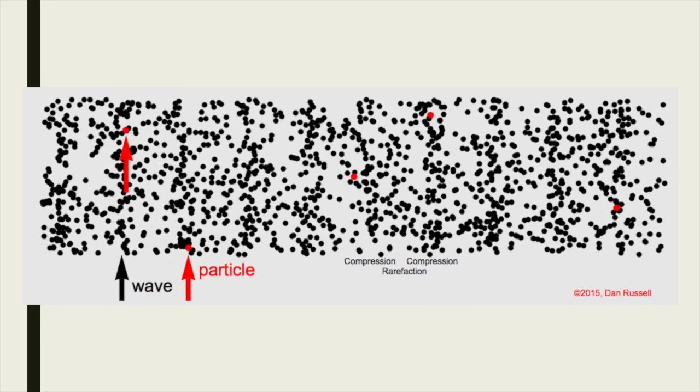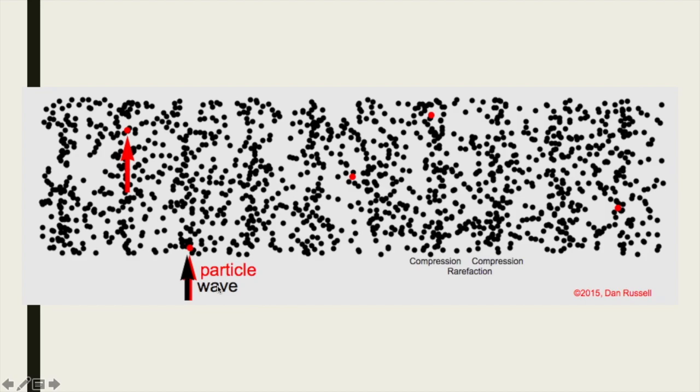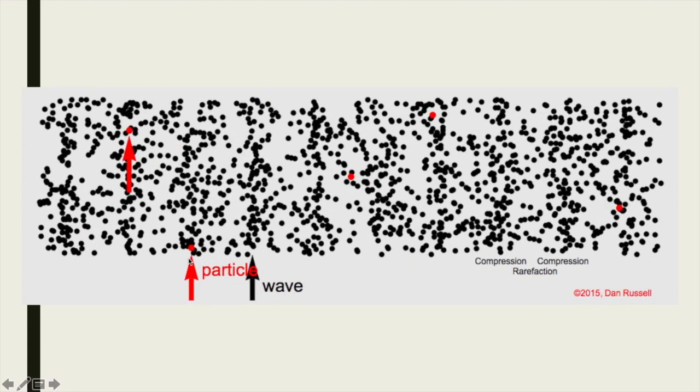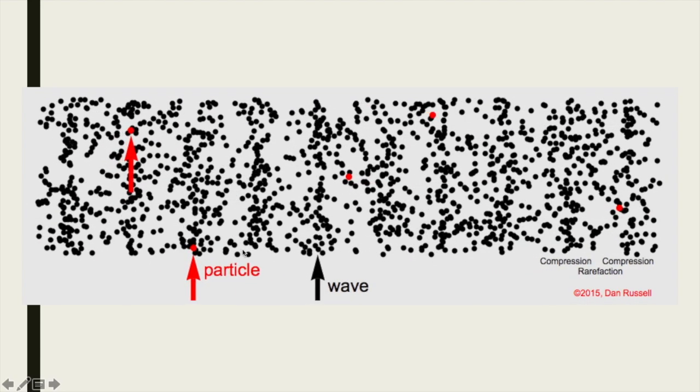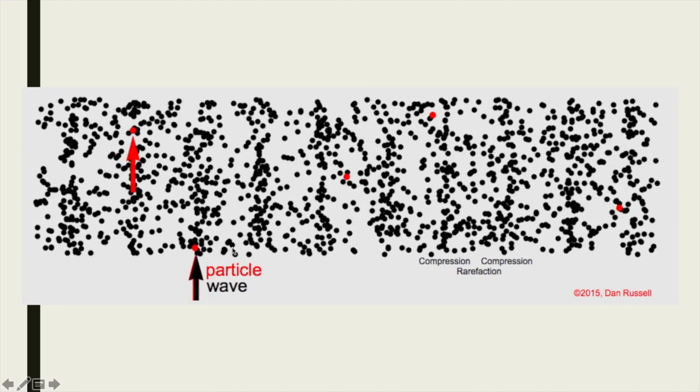Here's another little image of it. You can see that the wave energy is traveling from left to right, and the particles are oscillating left and right, back and forth. So they're parallel, they're in the same direction. That's longitudinal. This wave, however, is different.